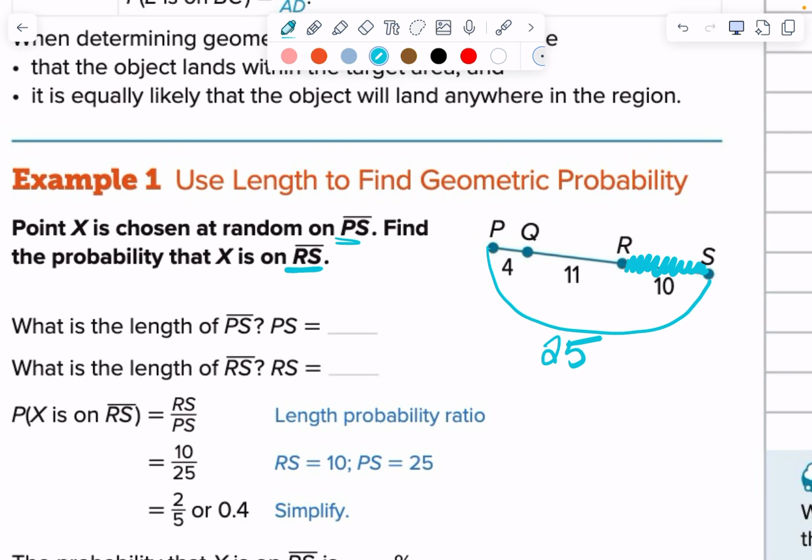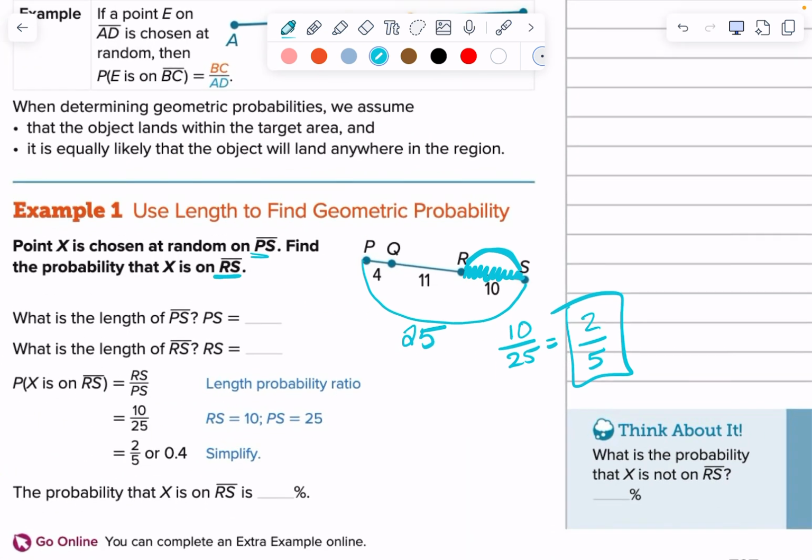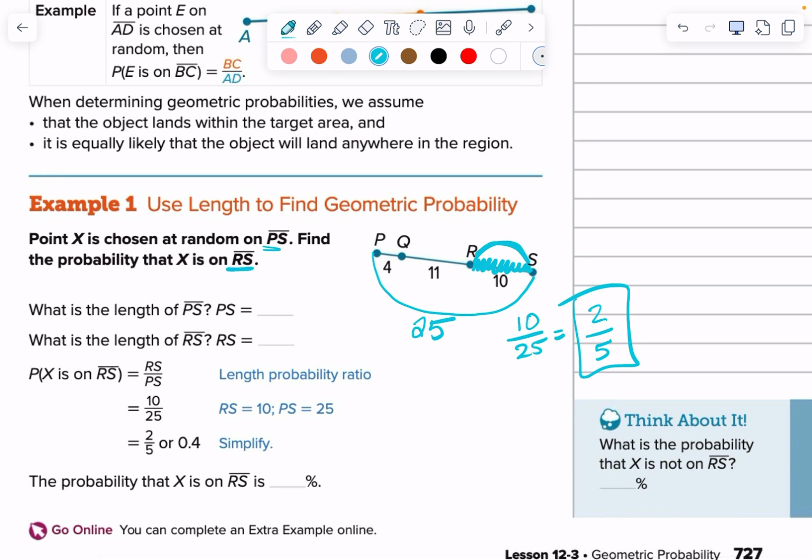10 out of 25, right? 10 units is how many units it could live on out of 25. And if we reduce, divide by 5, 2/5. There you go. Or 0.4 or 40% or whatever. 2/5 is fine though, right? Got it? Not too bad, right?